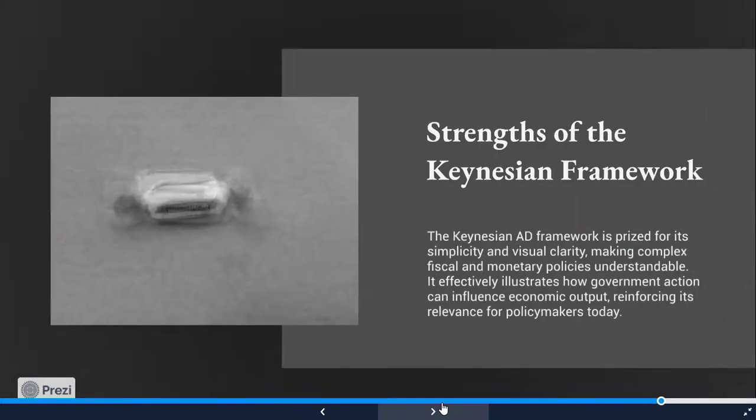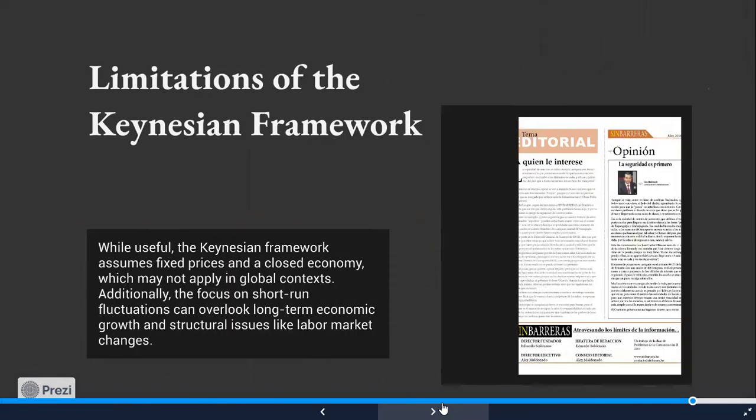So now we'll be talking about the strengths of the Keynesian framework, which is that it explains why recessions happen and how we can fix them, and it also shows us the importance of government actions during downturns, and it is most useful in short-run economic analysis. While talking about the limitations of this framework, it is less effective in explaining long-term growth, and it also may ignore supply-side factors like productivity, and government spending can lead to debt or inefficiency.